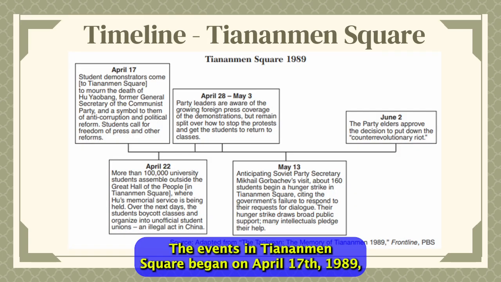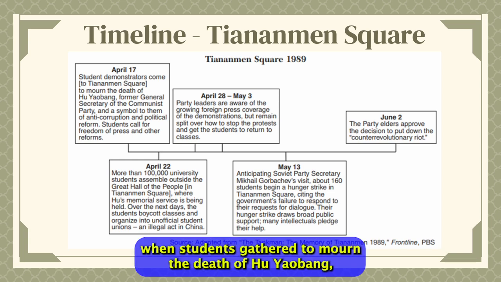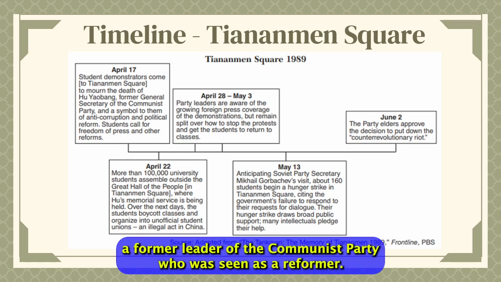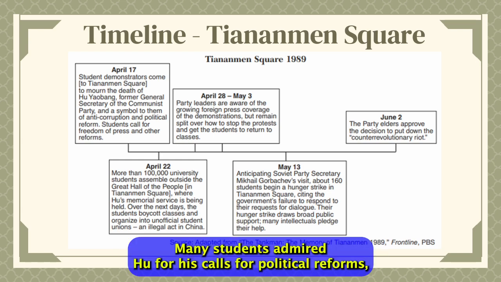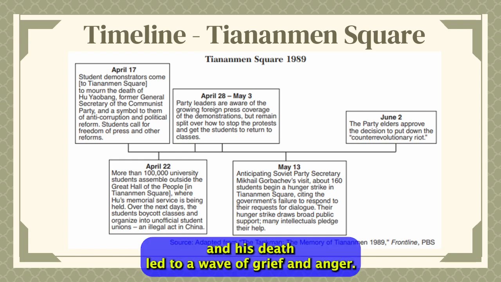The events in Tiananmen Square began on April 17, 1989, when students gathered to mourn the death of Hu Yaobang, a former leader of the Communist Party who was seen as a reformer. Many students admired Hu for his calls for political reforms, and his death led to a wave of grief and anger.